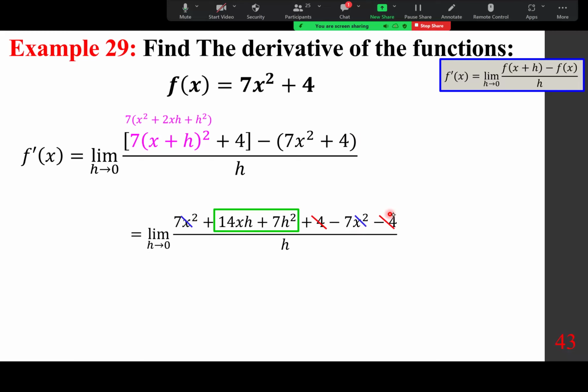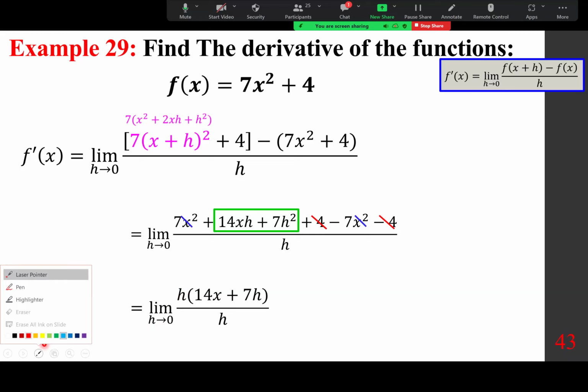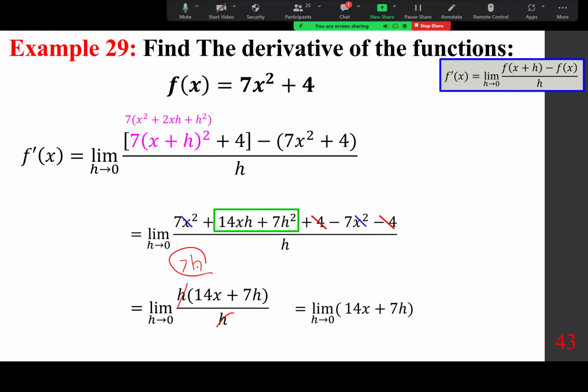So we are left with 14xh plus 7h squared in the numerator, and we can take the common factor of h out from the numerator. We get h times 14x plus 7h. By the way, I can take out 7h, but I don't want to. I just want to get rid of the h, everybody. Again, please understand, for a proper factoring, we take 7h out. I don't want to do that, because you really don't have to for this case. When h is 0, the answer is 14x.